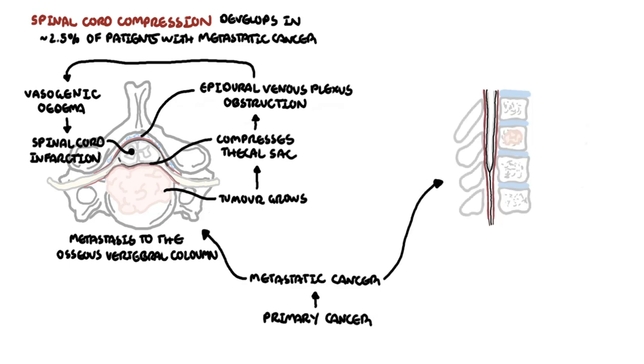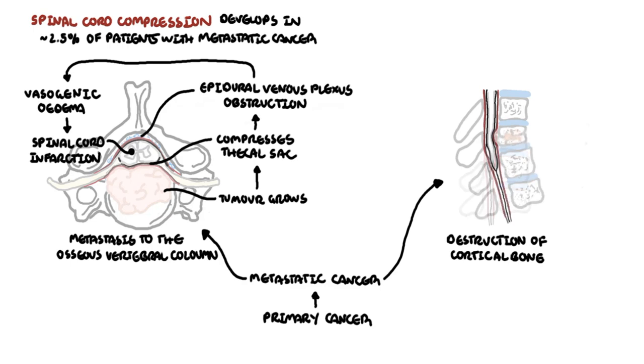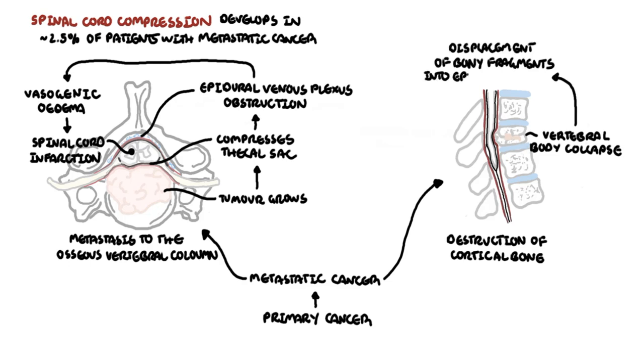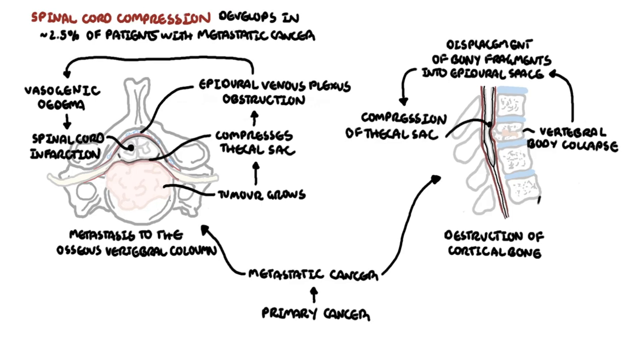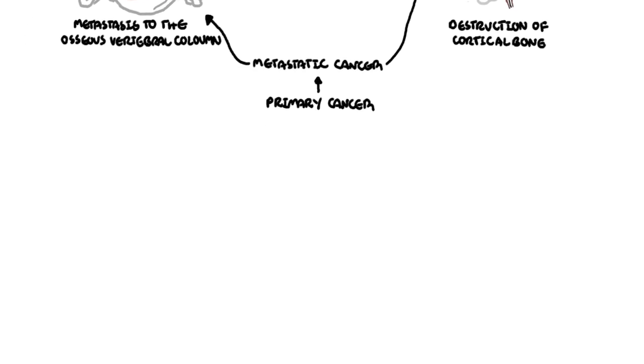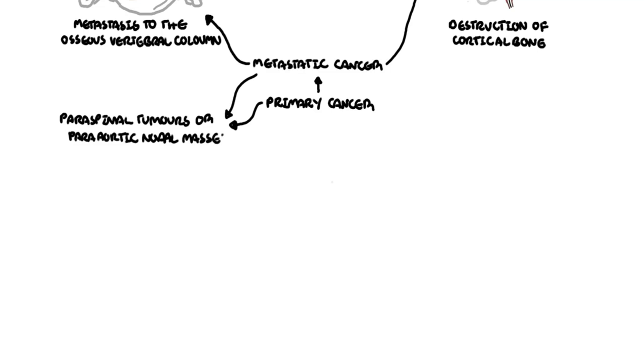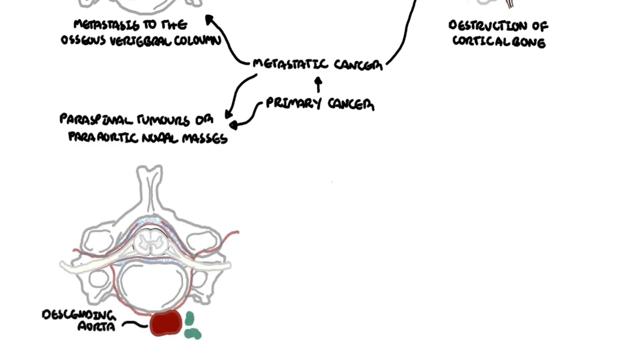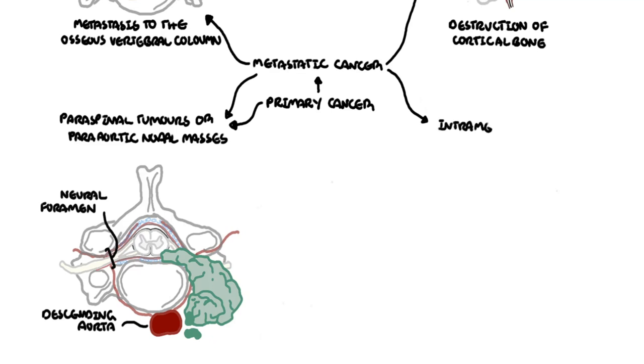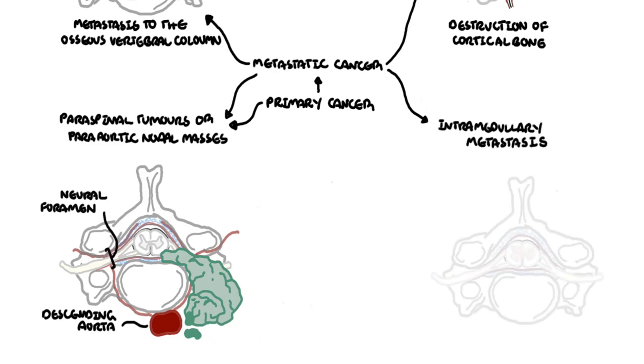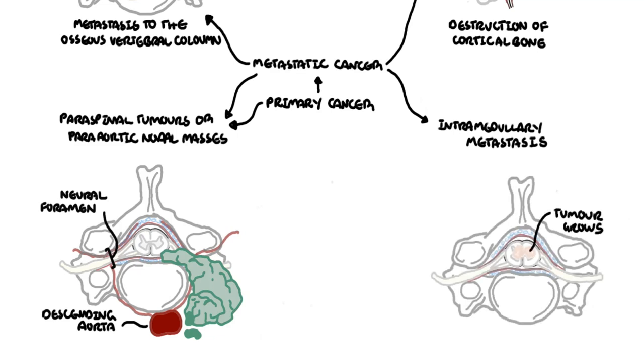Another mechanism of spinal cord compression is through destruction of the cortical bone, resulting in vertebral body collapse, with displacement of bone fragments into the epidural space, which can thus compress the thecal sac. Another mechanism is that paraspinal tumors or para-aortic nodal masses may invade through the neural foramen, causing spinal cord compression. Intramedullary metastasis can produce internal compression of the spinal cord and thus spinal cord compression.